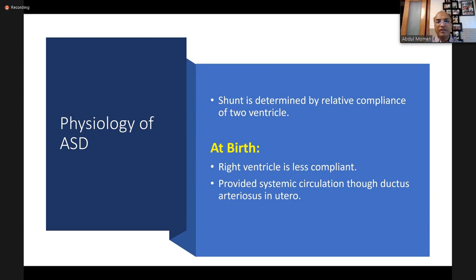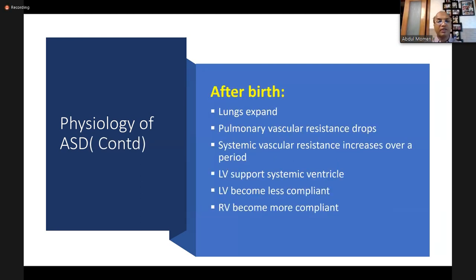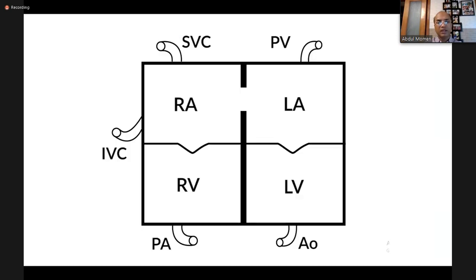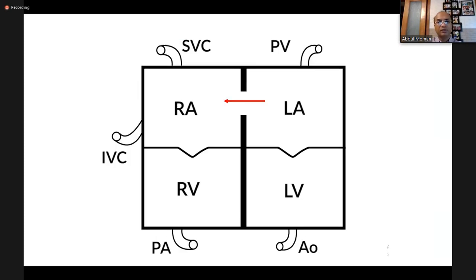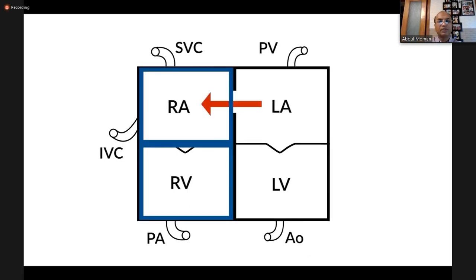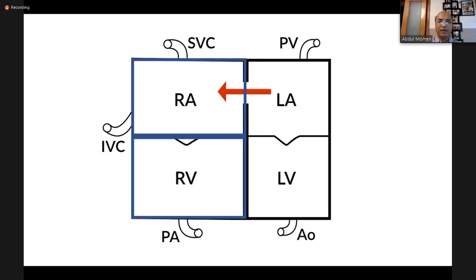Physiology of ASD: the shunt is determined by the relative compliance of the two ventricles. At birth, the right ventricle is less compliant, and it supplies the systemic circulation through the ductus arteriosus. After birth, the lungs expand, pulmonary vascular resistance drops, systemic vascular resistance increases, and over a period the LV supports the systemic circulation, LV becomes less compliant, RV becomes more compliant. So this is at birth. There is a shunt. The shunt increases after birth, and so RA and RV become dilated.